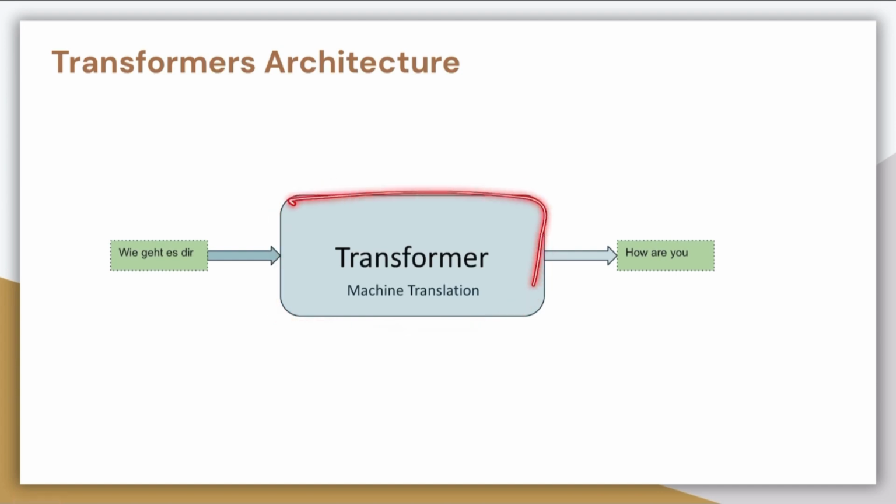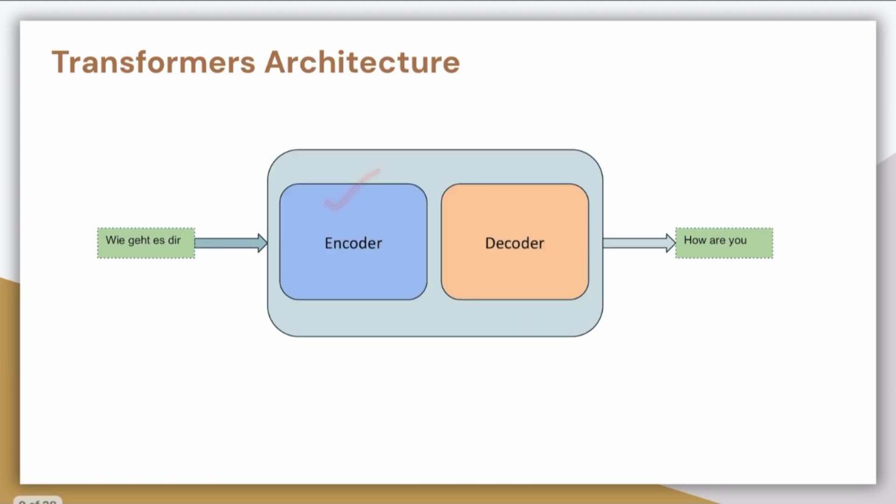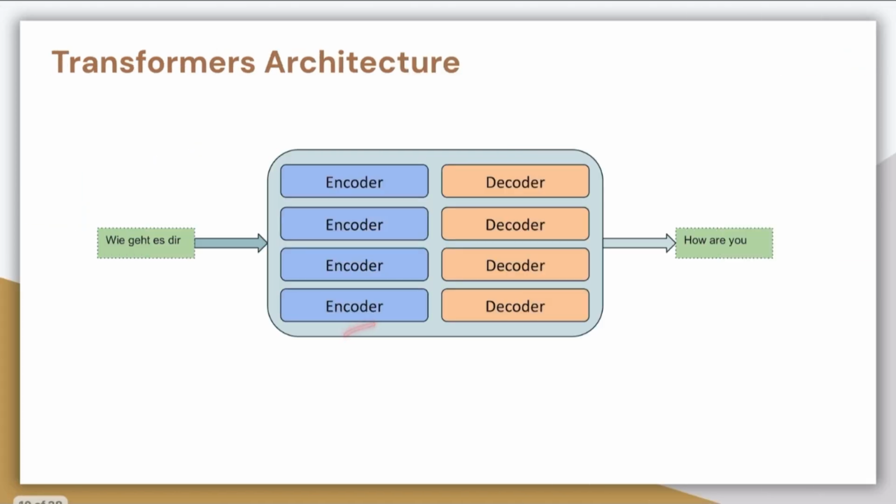Inside this transformer block, there are two major components. One is the encoder, the second one is the decoder. So inside the transformer architecture, there are two modules: one is the encoder and the second one is the decoder. It is not like you have only one encoder; you can have multiple encoders as well, like it is shown here. You can have multiple encoders, you can have multiple decoders.